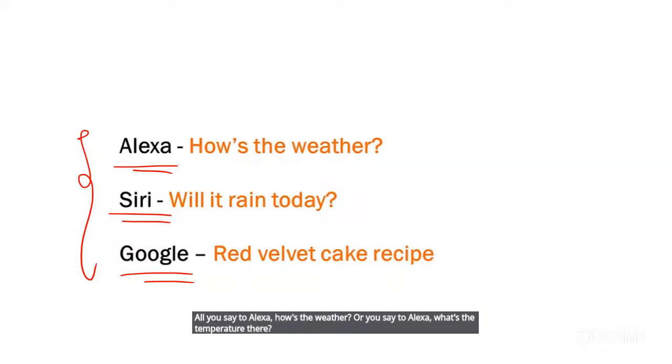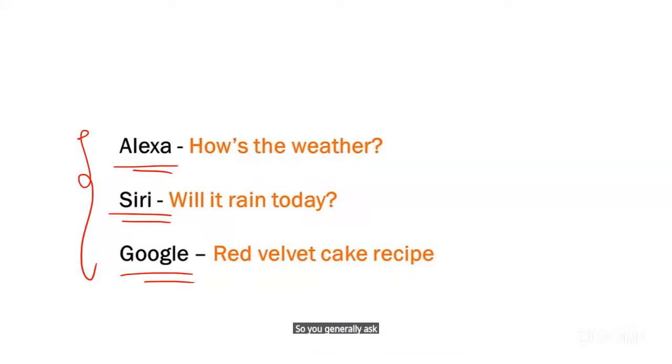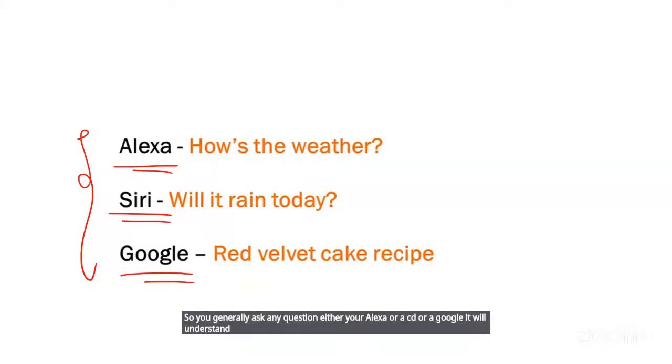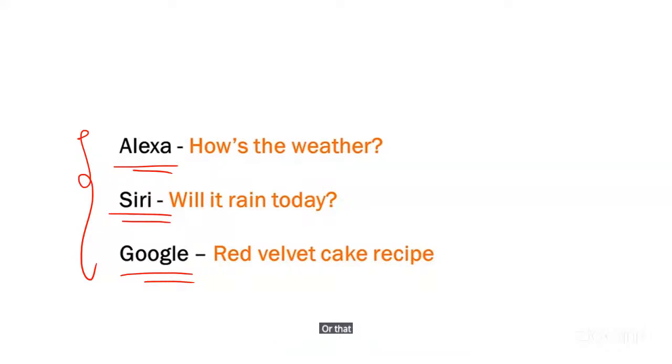So you generally ask any question to your Alexa or Siri or Google, and it will understand whatever you are asking in English text. When you talk in English, it will understand what you're asking, and relevantly, it is going to give you the response. Whatever response is required is going to be derived and provided to you. That is how Alexa, Siri, and Google work. And that is what a prompt is.